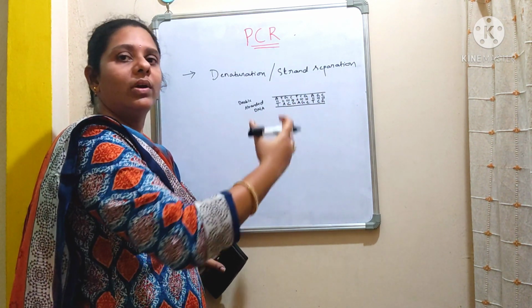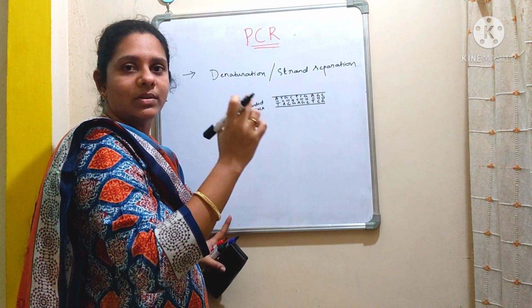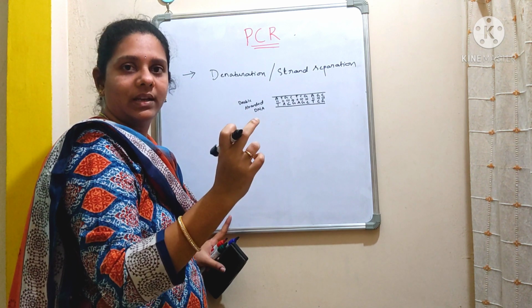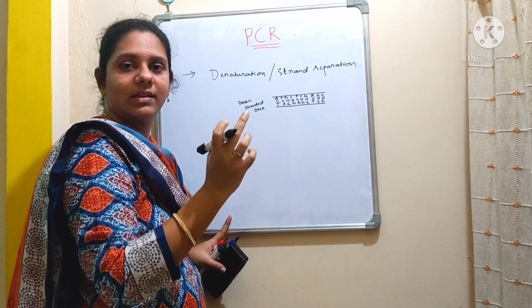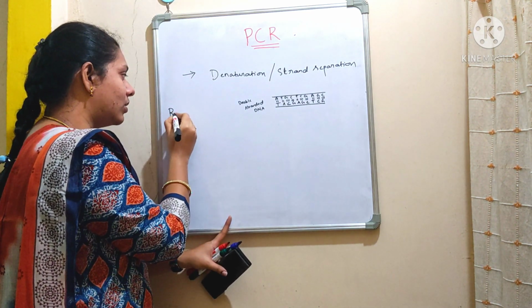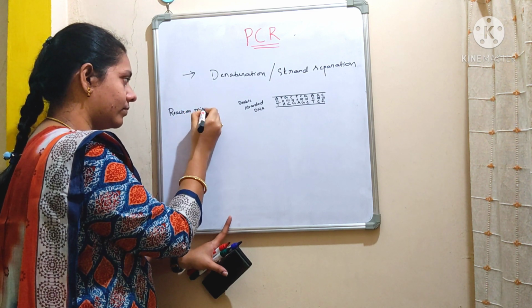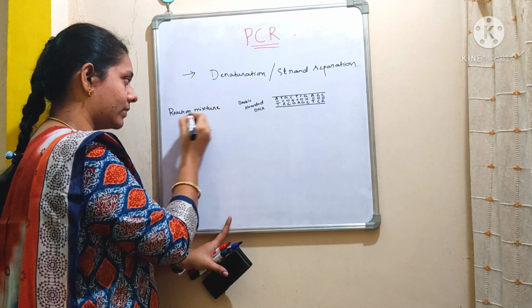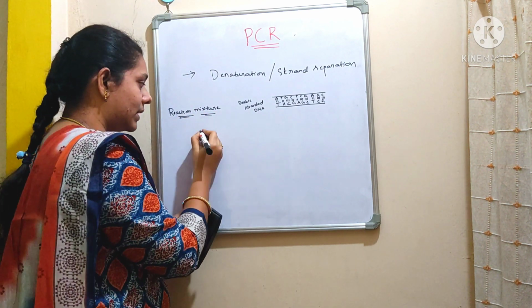polymerase, and it is going to add one nucleotide after the other, and it is going to synthesize the new DNA. So the action of DNA polymerase is what? It is going to catalyze the synthesis of DNA, right? So in a reaction mixture, what all you are going to add?